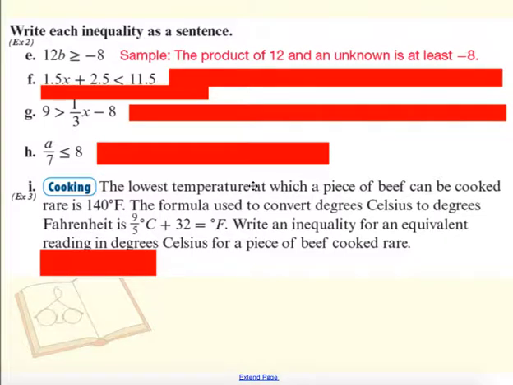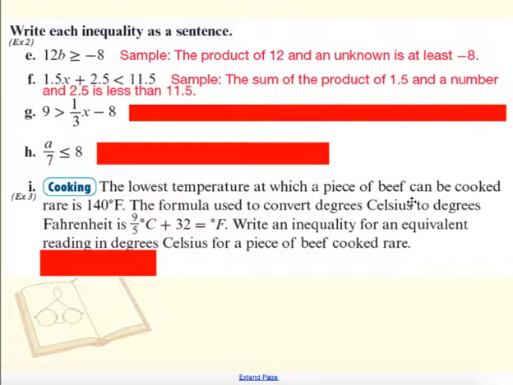We could say for F, the sum of 2.5 and the product of an unknown and 1.5 is less than 11.5. Or we could say the sum of the product of 1.5 and a number and 2.5 is less than 11.5. You can see there's lots of different ways to write these.